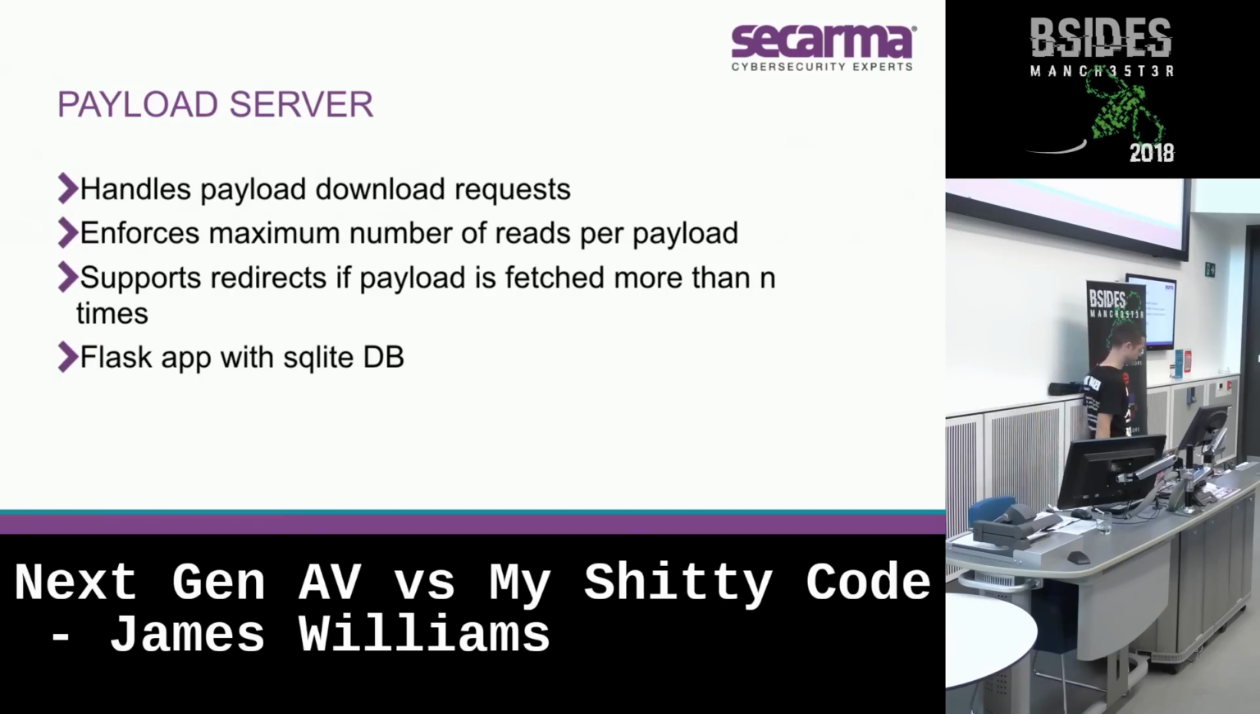So we also have a payload server. This handles the download requests from the stage. In the previous version of this talk, it was just running on Python simple server. I've now built a proper Flask app, which allows you to do some other stuff. At the minute, you can tell this tool the maximum number of times a payload can be read. It's defaulting to 1 at the minute, and again, there's not an option to set that, but the code is all there to do it. It's just a case of building a new menu. And it supports redirects if the payload is fetched more than n times.